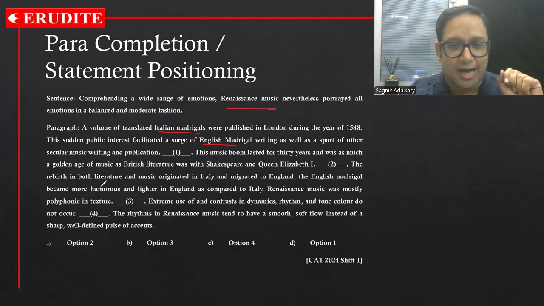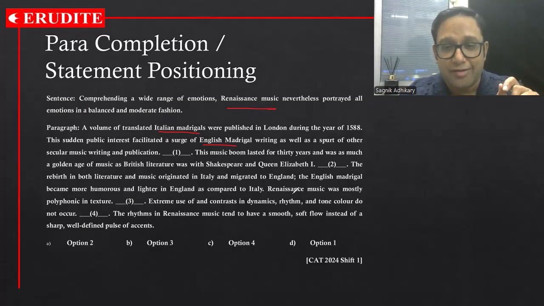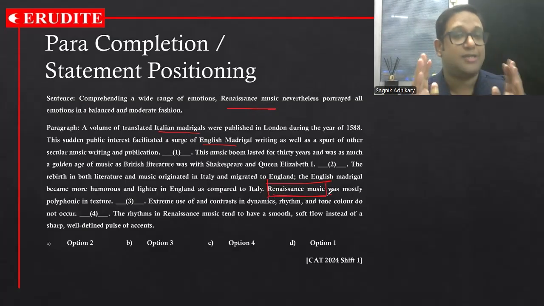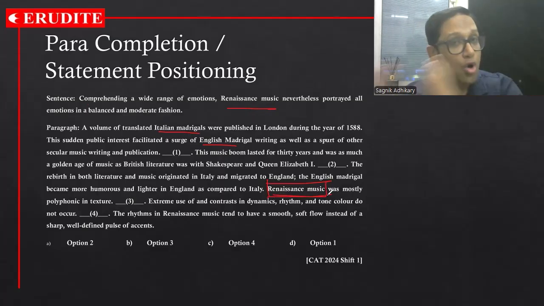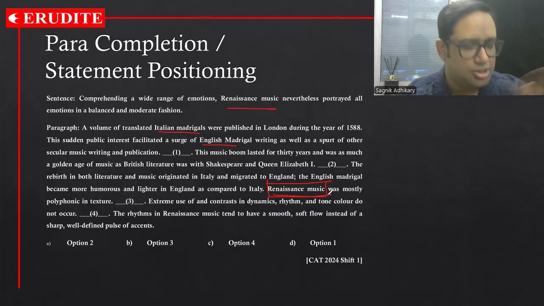It is after the blank 2, and in fact close to blank 3, that we come to the general premise of Renaissance music. This here is where we talk about Renaissance music, just Renaissance music, not Italian or British Renaissance music or Italian or British madrigals. We talk about Renaissance music in general over here, just the statement before blank 3. So reading from the beginning, we realize that 1 and 2 can be eliminated.